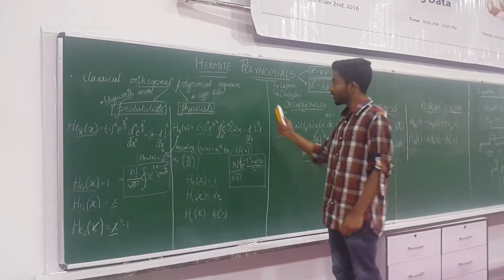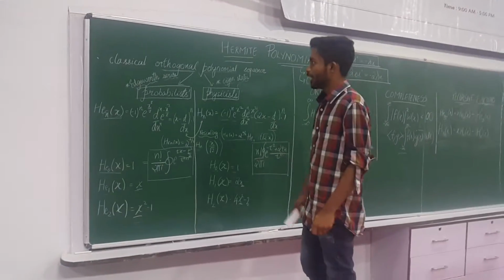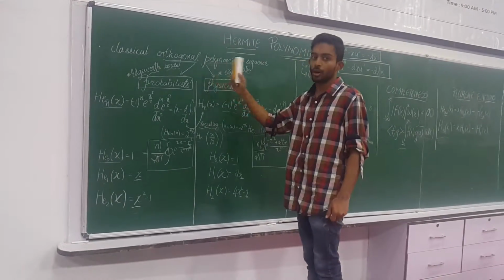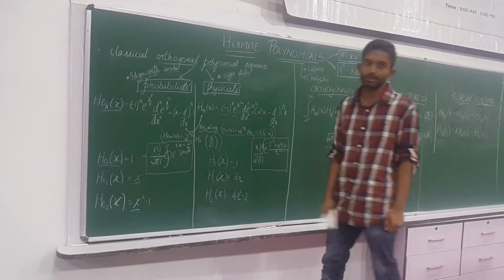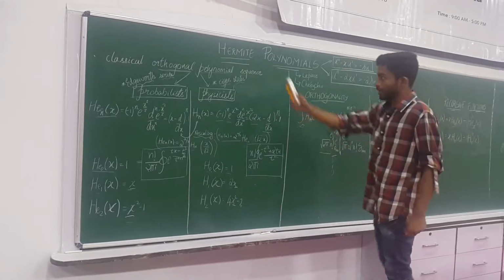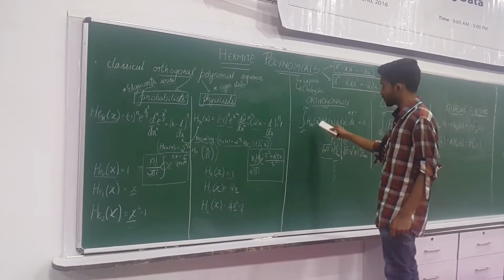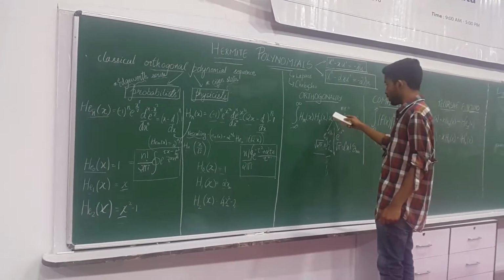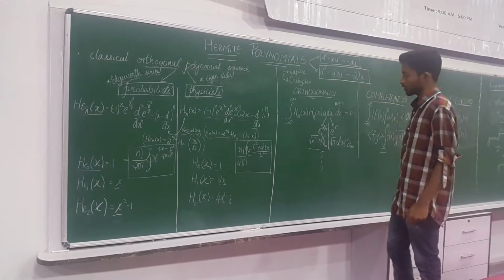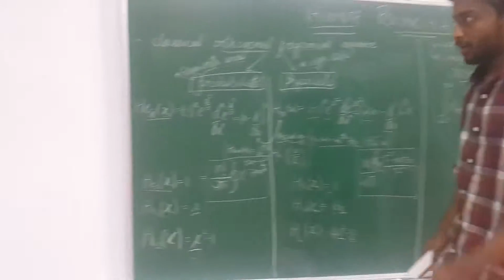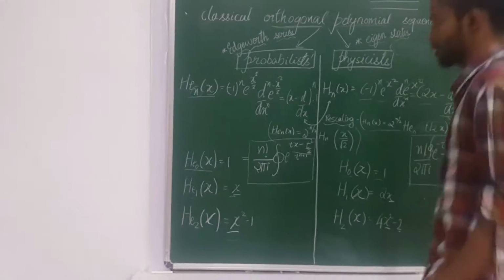Hermite polynomials. Now let us learn Hermite polynomials. Hermite polynomials are classical orthogonal polynomial sequences, where orthogonality means the integral from minus infinity to infinity of Hm(x) times Hn(x) over a weighted function is equal to 0. Let us see the application of Hermite polynomials.